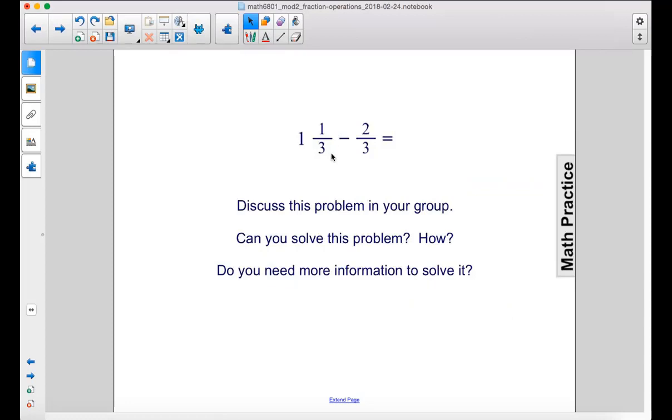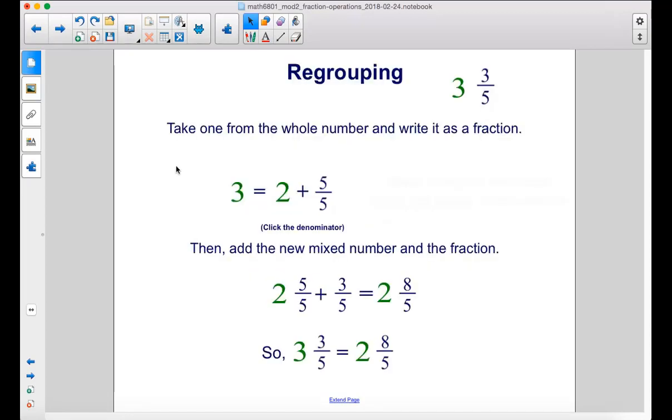1 and 1/3 minus 2/3. Can you solve this problem? Do you need more information to solve it? As you can see, 2 is greater than 1. However, this has a whole number and this doesn't. So how are we going to do this? In cases like these, we're going to do some regrouping.